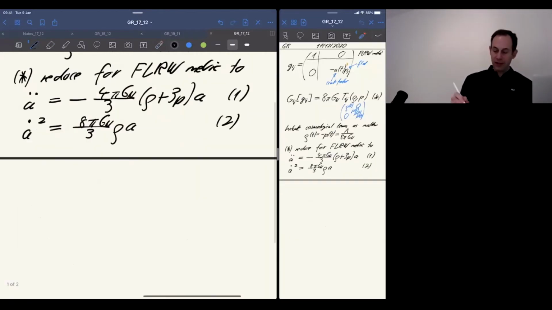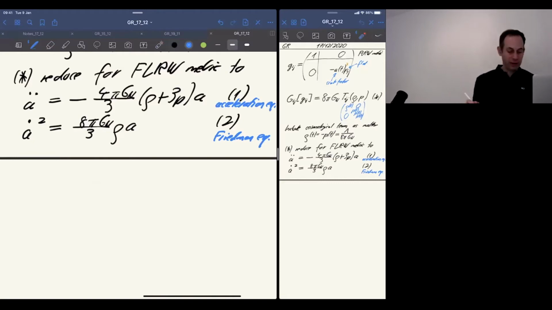They have names, these equations. The first is called the acceleration equation. And the second is called the Friedman equation. And there are more general versions of them, but at least that's one of the special cases of them.